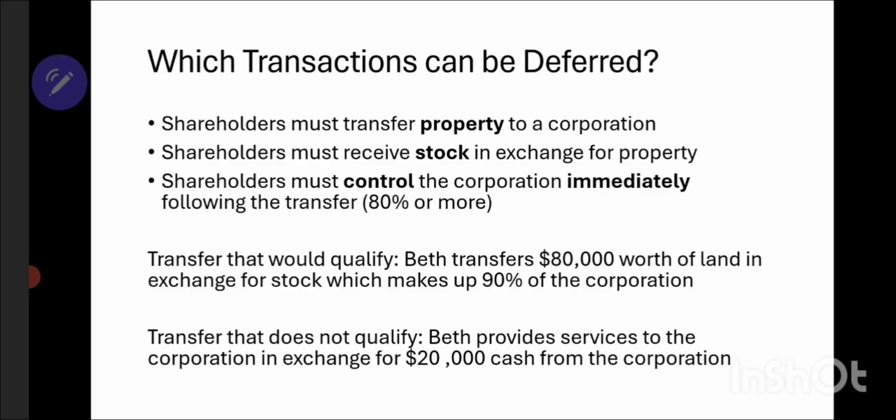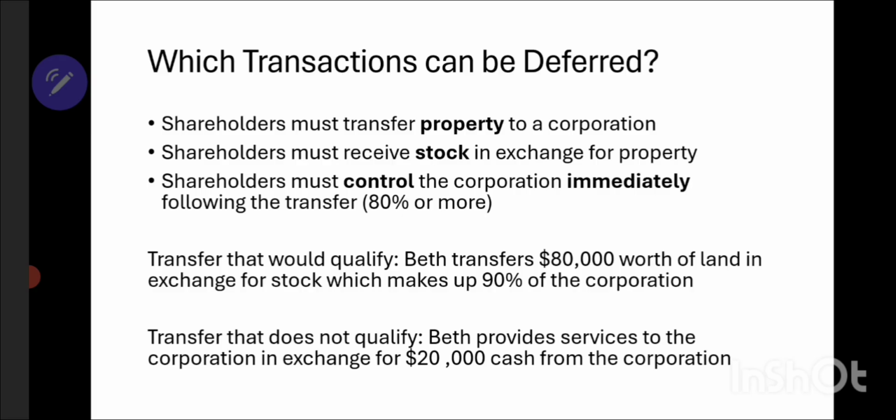Shareholders, there are 3 rules. Shareholders must transfer property to a corporation. They can transfer a mix of services, which we will look at later, but right now, transfer property to a corporation. We have to receive stock in exchange for property. We cannot receive just cash or just property in exchange. We must receive stock in order to defer the gain. And then we must control the corporation immediately after that transfer. The rule of thumb is we own 80% or more of the stock.